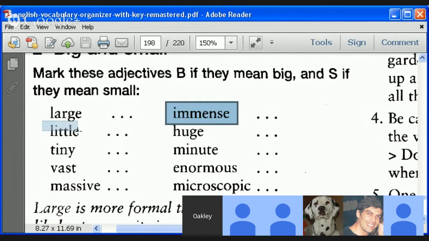Okay, Leo. Little. Is little big or small? Small. Okay. All right. Can you think of any other words that mean small? Tiny. Okay, we got tiny here as well. Which one is smaller, tiny or little?